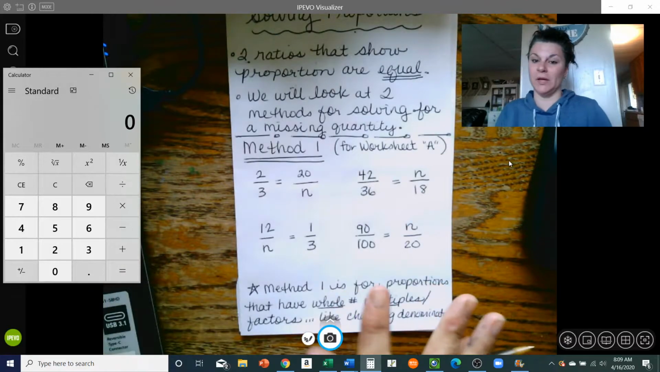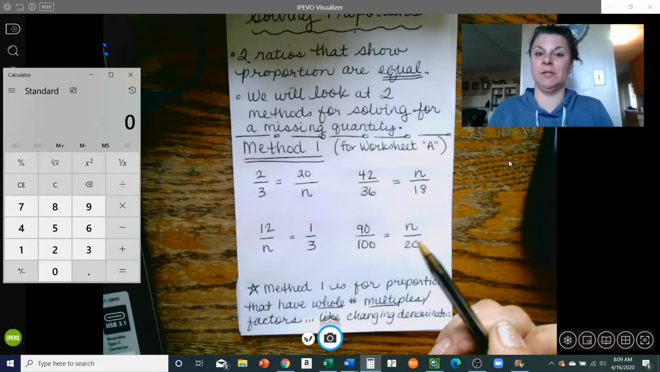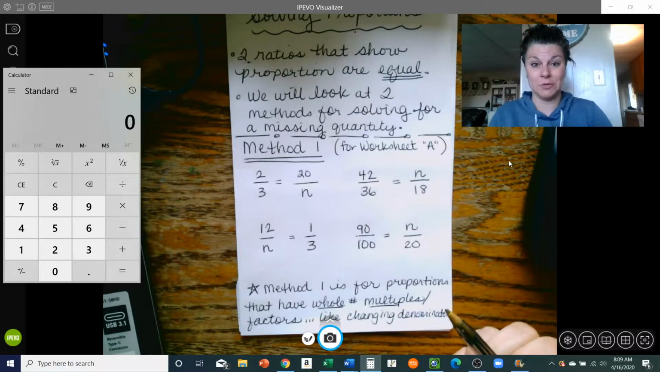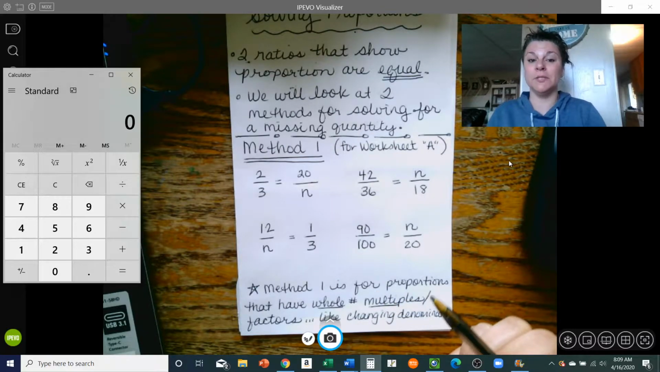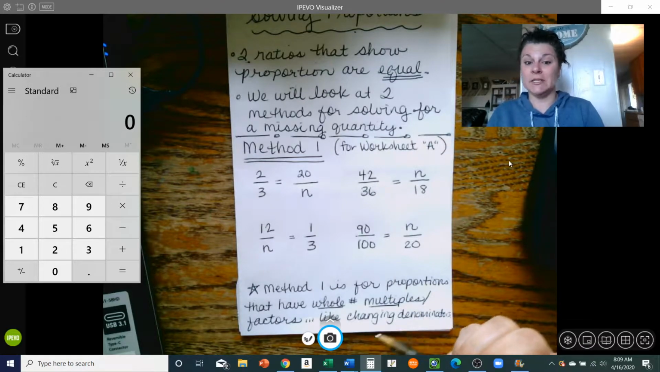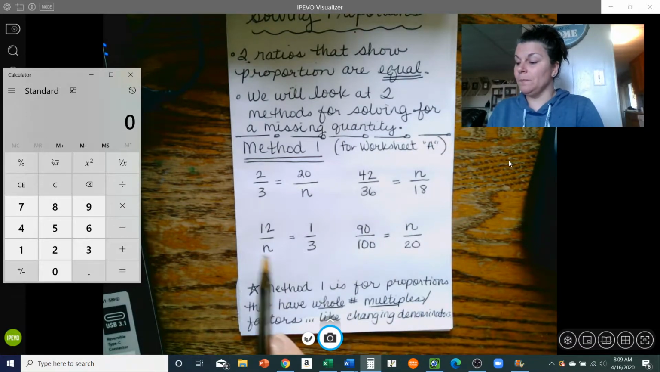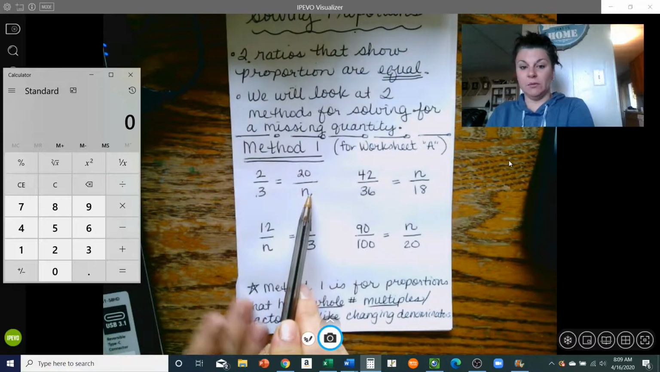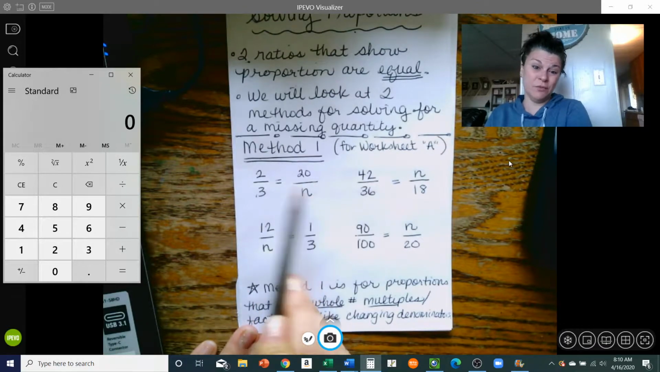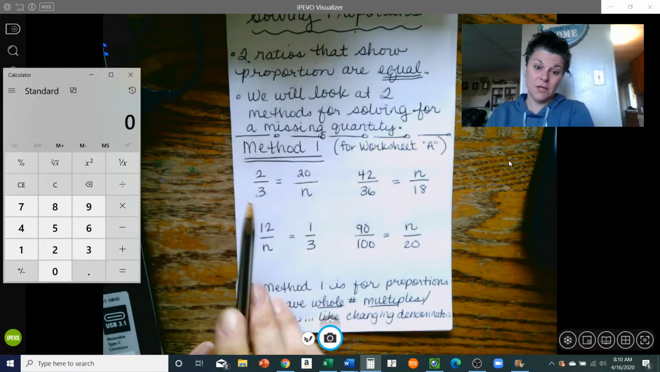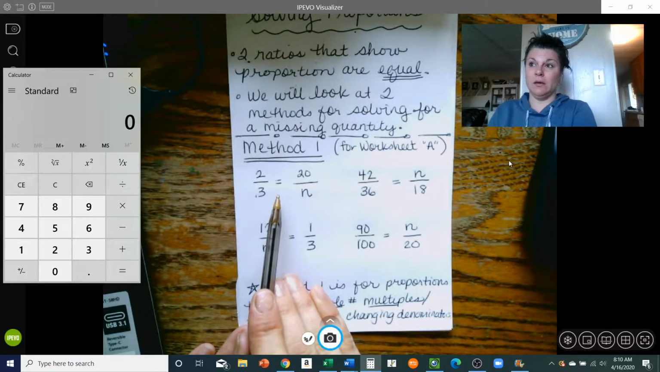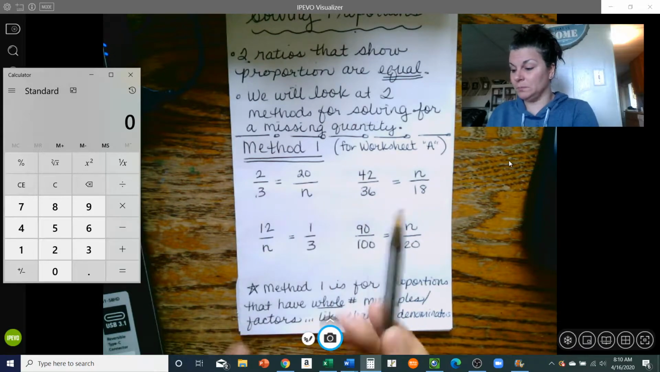So method 1 is really similar to what we do when we're trying to get a common denominator, when we're adding and subtracting fractions and we need a common denominator. Very, very similar. And it doesn't matter which way you look, because remember, equality goes both ways. So 2/3 equals 20 over n, but 20 over n also equals 2/3. So you can do your work either way.